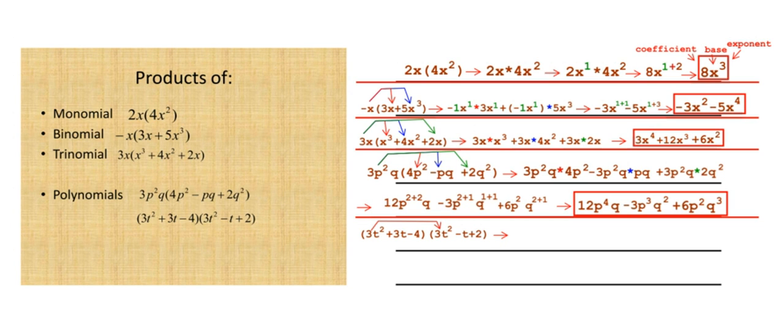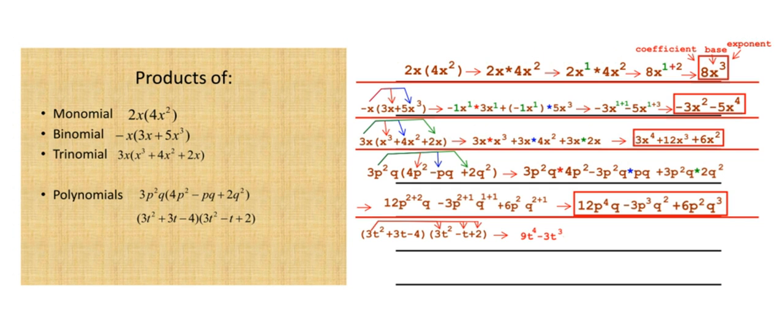3t squared times 3t squared will give us 3 times 3 is 9, and 2 plus 2 gives us 4. So 9t to the fourth. 3t squared times negative t, 3 times 1 gives us 3, negative, positive, negative. So negative 3, and then 2 plus 1 gives us 3. So negative 3t to the third.